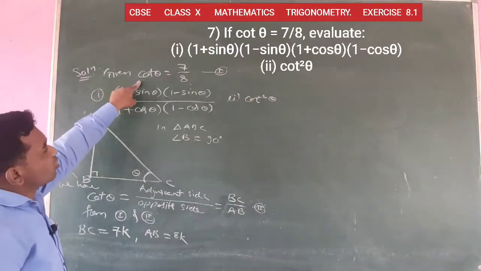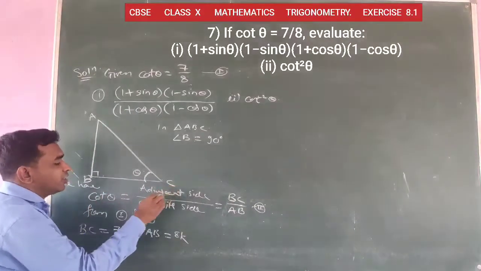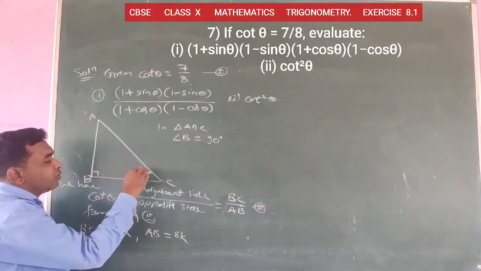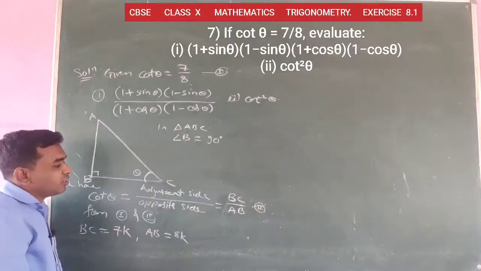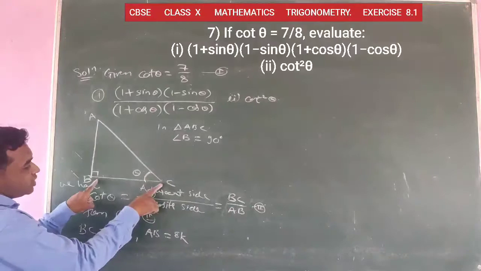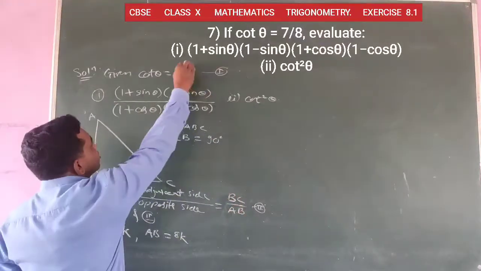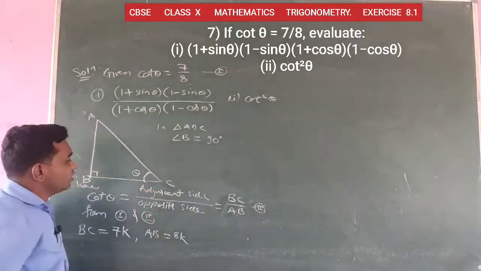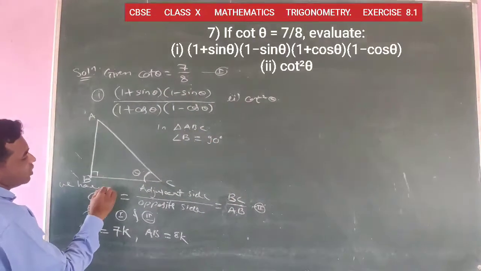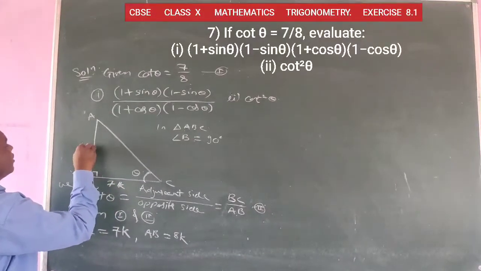Why? Cot theta is equal to 7 upon 8. We have the formula cot theta is adjacent side upon opposite side. Then we consider the angle theta at the point C. So according to the position of this angle C, BC is the adjacent side and AB is the opposite side. So BC is equal to 7K and AB is equal to 8K.